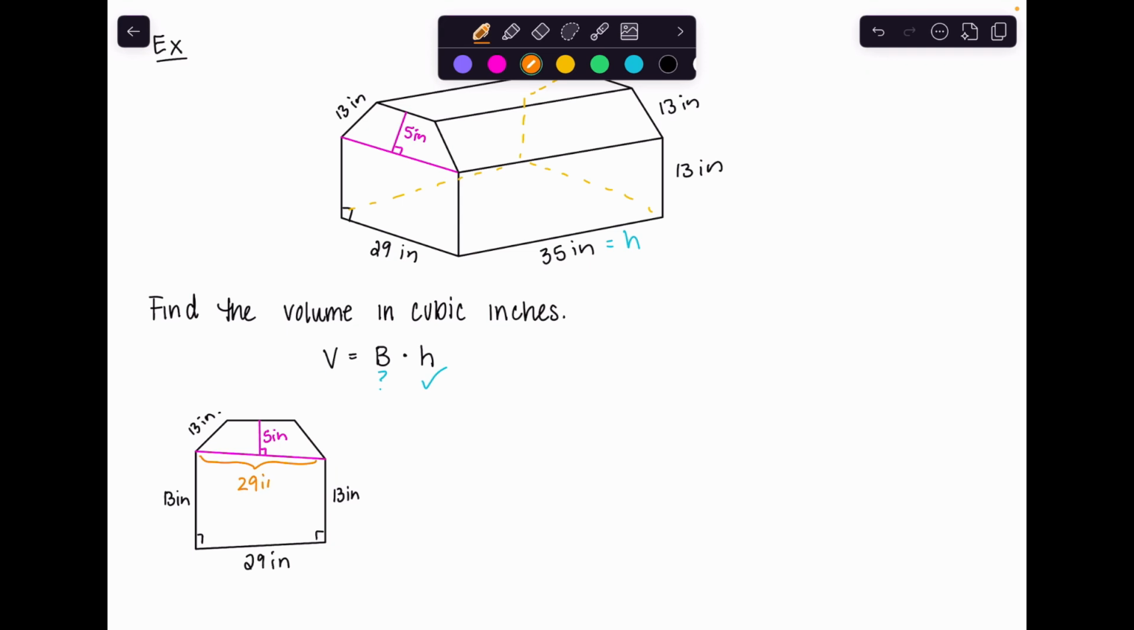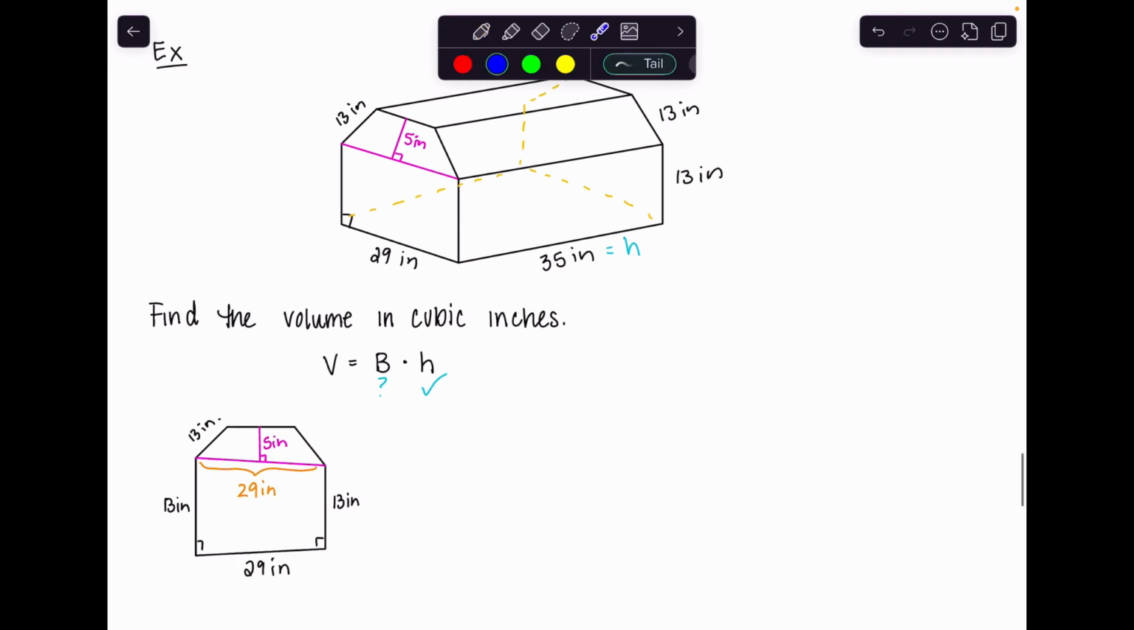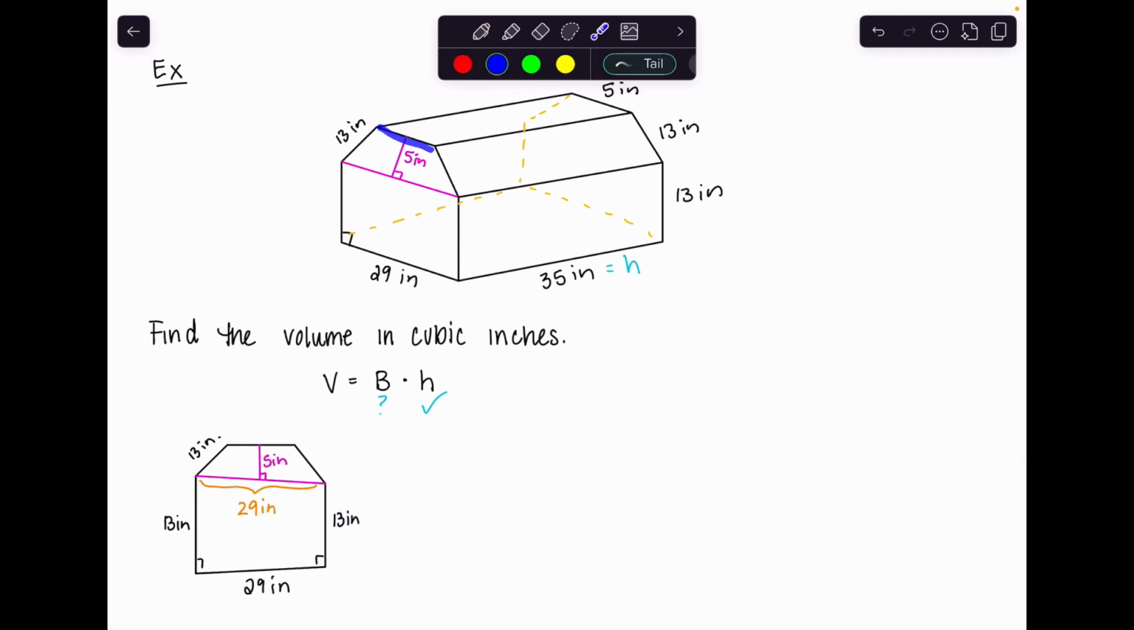This is 29 inches. They don't give us this top part here. However, we do know it back here. So this top also is going to be 5 inches. And then this piece here, just for completeness, is the same as this one. This is also 13 inches. So you can see definitely not drawn to scale, but that's okay.